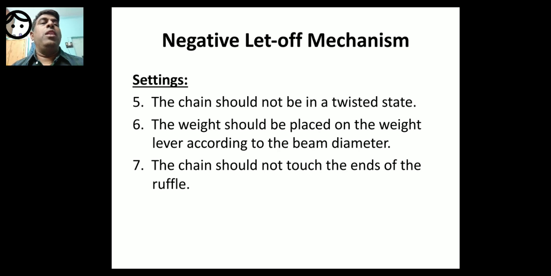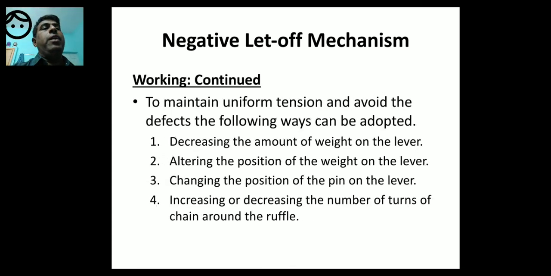Next, the chain should not touch the ends of the ruffle. So the next point is the seventh point. The chain should be wound around the ruffle, but it should not touch the ends of the ruffle. So these are the 7 points, and I will tell you these 4 points one more time.